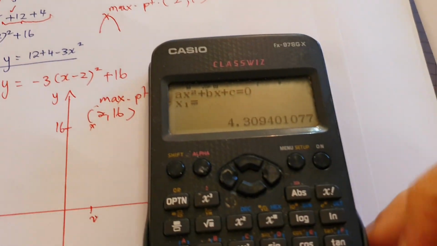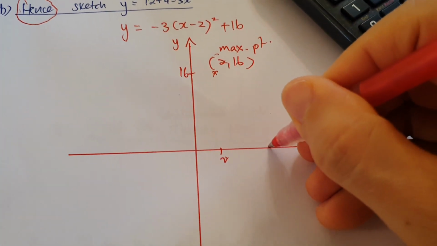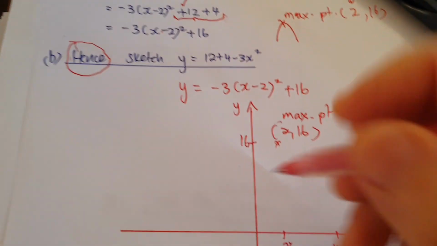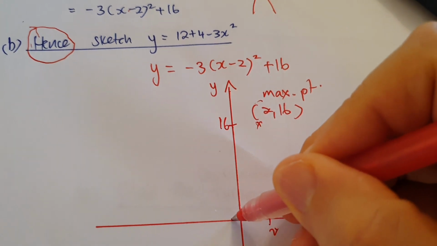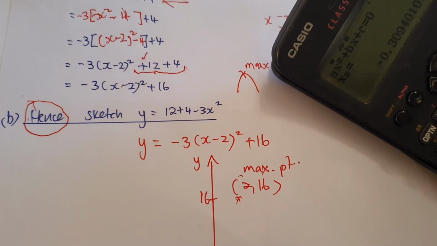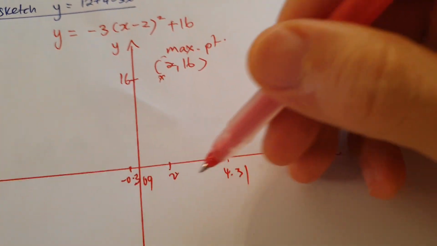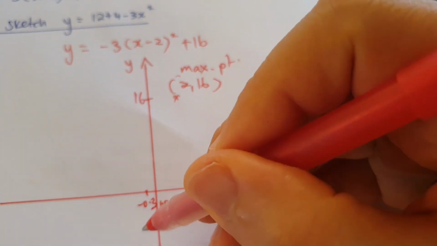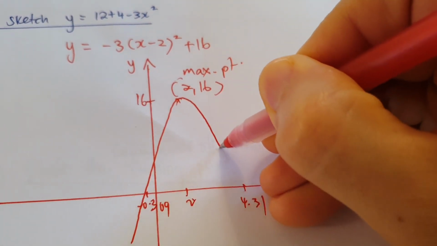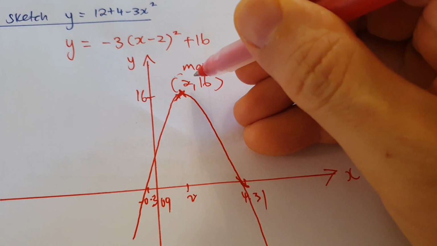You will get 4.31, so that's positive. 4.31, maybe somewhere here. And the next value will be minus 0.309. We always round to 3SF if the answer is not exact. So now we know that it's going to cut here, and then go up there, and then come down here and cut here. You can just adjust a bit, and then adjust this maximum point a bit. It's just a sketch.